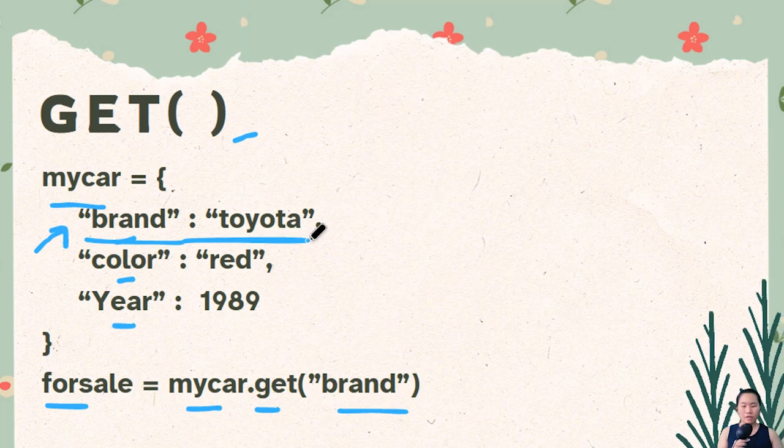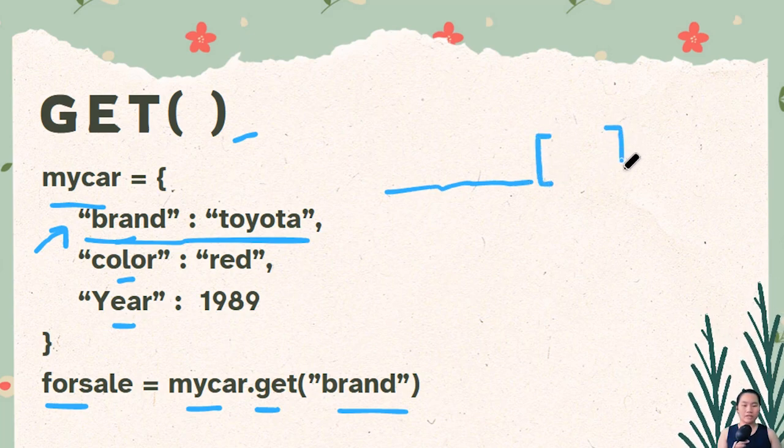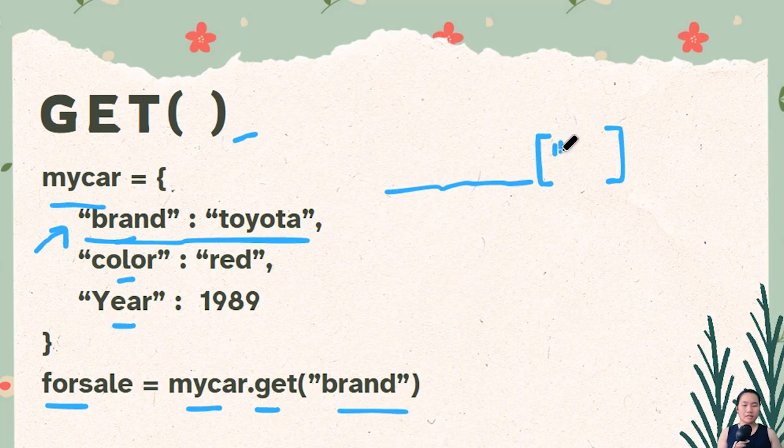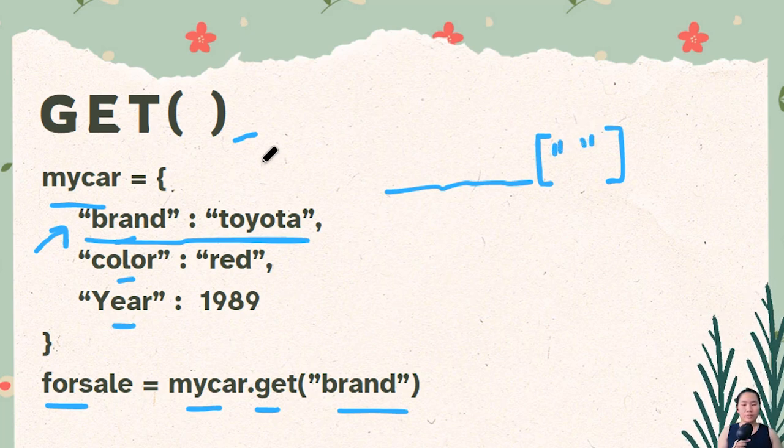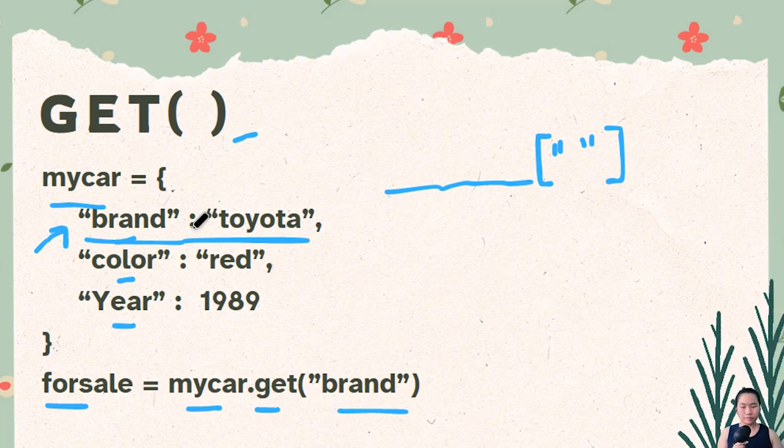Now, another way of doing this is by using the index. So you can write my car, right? And then you can go square brackets, and then double quotes or single quotes, have to keep it consistent. And you put in either the name of the key, like brand, color, or year. And that will give you the exact result that the get method would give you.